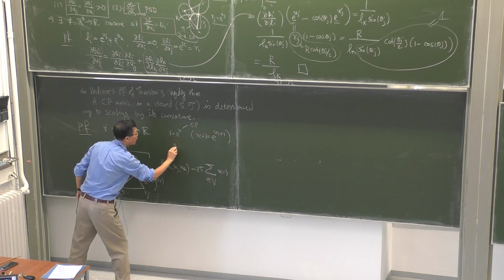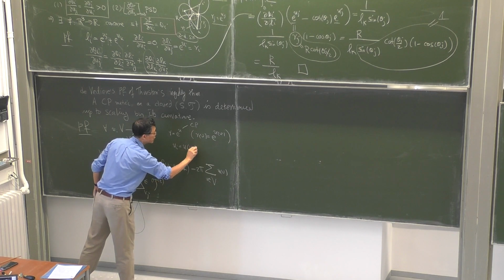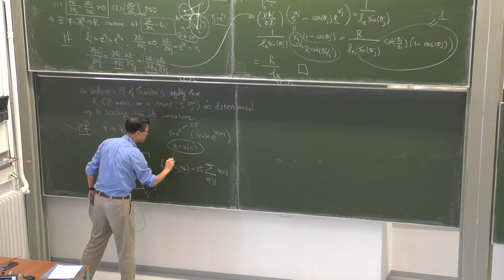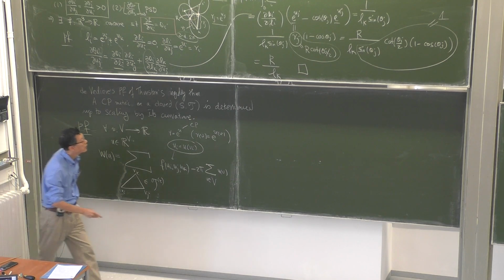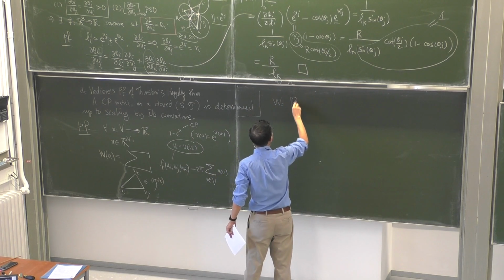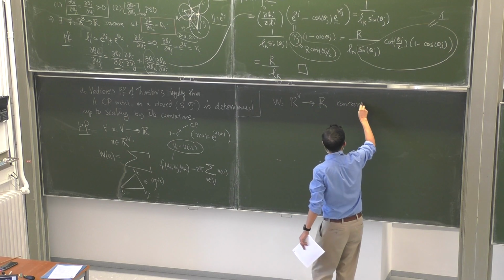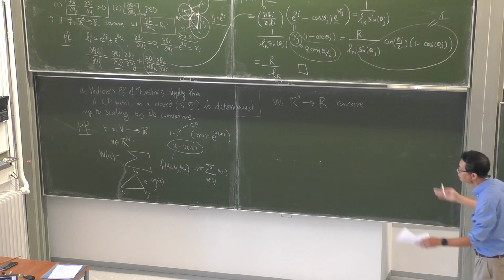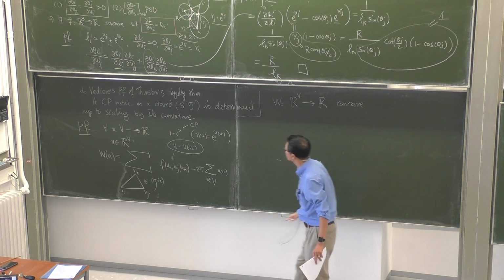Here by UI, I mean the value of the function at the ith vertex. So in this definition, W is now a concave function defined on a Euclidean space, because it's a sum of a concave function plus a linear function. So it's a concave function.